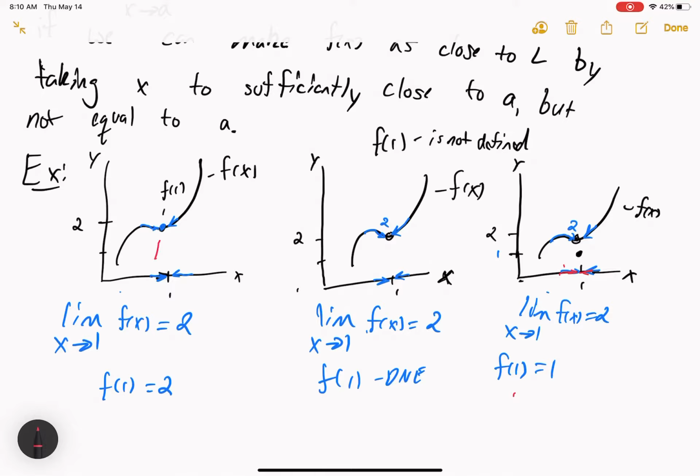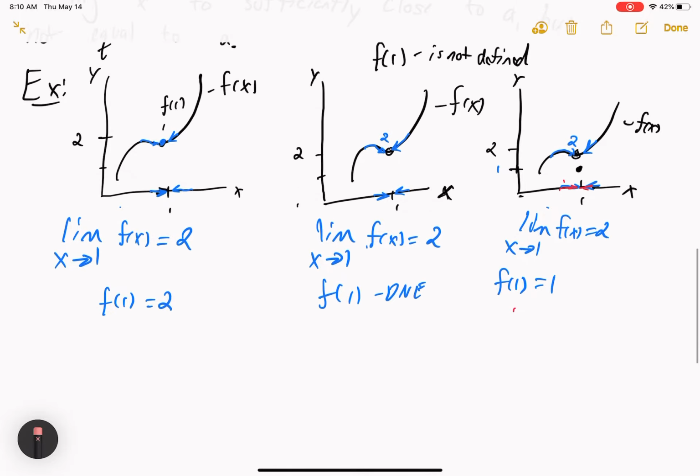And in this case, we can have it where the limit exists and we are defined there. And a function that satisfies that property, we would say is continuous. But again, we're not worrying so much about that right now.